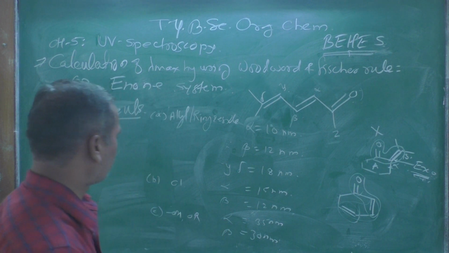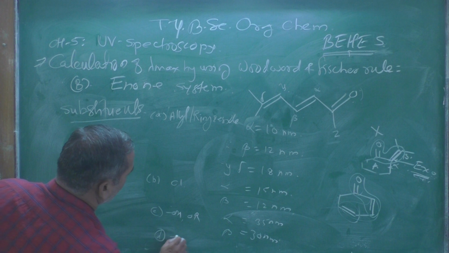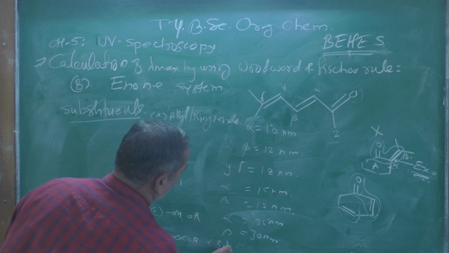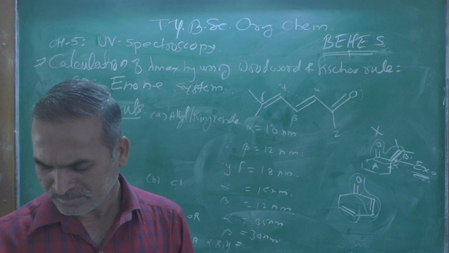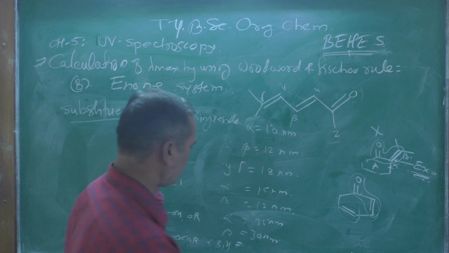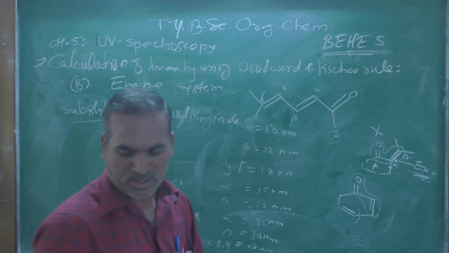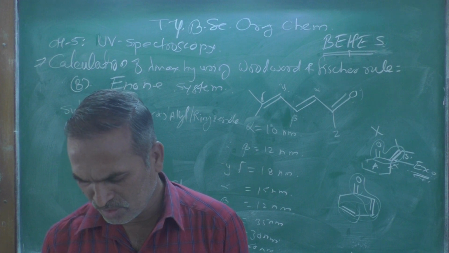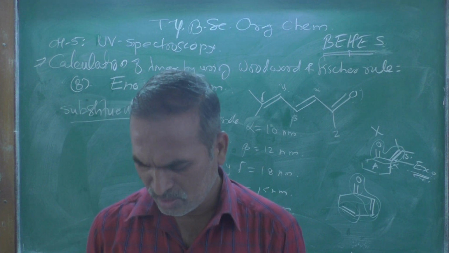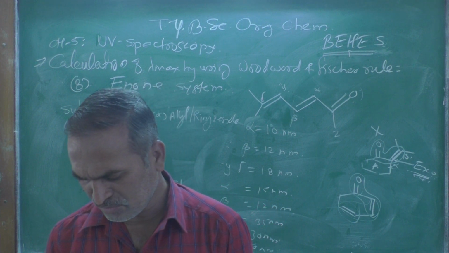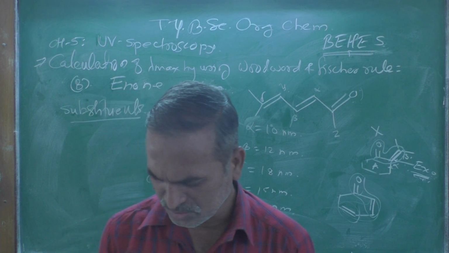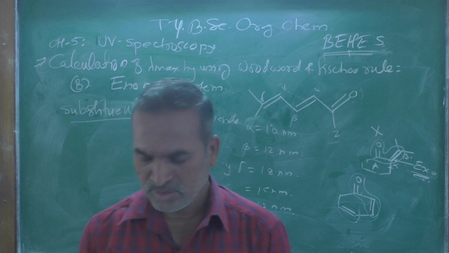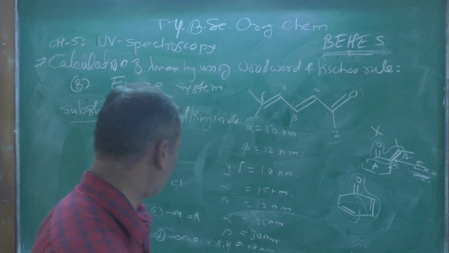If OCOR is present, that type of group, at the alpha, beta or gamma position, you should add 60 nanometer. For O-alkyl at delta 75 nanometer, SR 85 nanometer, and NR 95 nanometer at the beta position. If SR is there, then 85; if NR is there, then 95 nanometer.